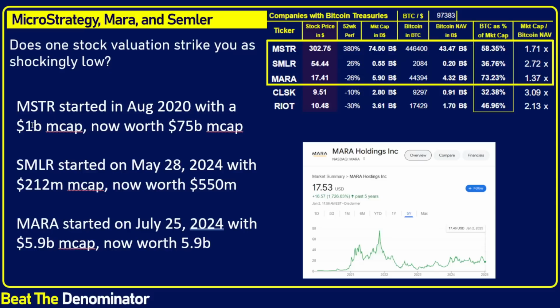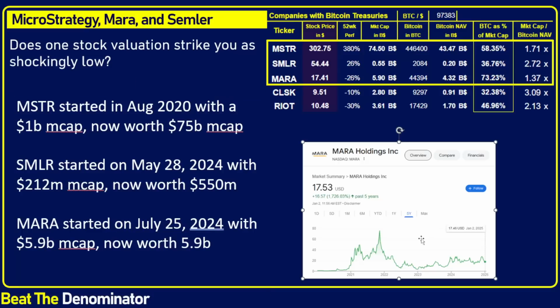MicroStrategy started with a 1 billion market cap in August 2020, and now it's worth 75 billion market cap. So you're talking about a 75x in less, let's call it, 4.5 years now. It went up quite a bit. Semler started in May 2024 with a market cap of 212 million, and now they're worth 550 million. Mara, on the other hand, started on July 25th, 2024 with a market cap of 5.9 billion, and today they are still 5.9 billion. Which makes absolutely no sense.